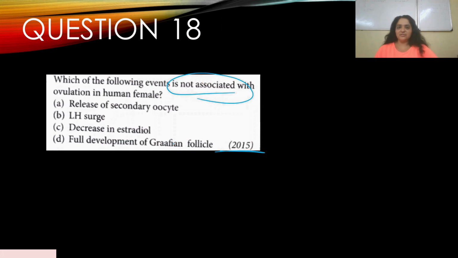Ovulation is a different process. It's the release of the ovum. But the Graafian follicle is already formed before that. The tertiary follicle is converted to the Graafian follicle. All that maturation is happening before that only. So I would say D is the appropriate answer here. It is an event that is not associated directly with ovulation. So the answer is D.